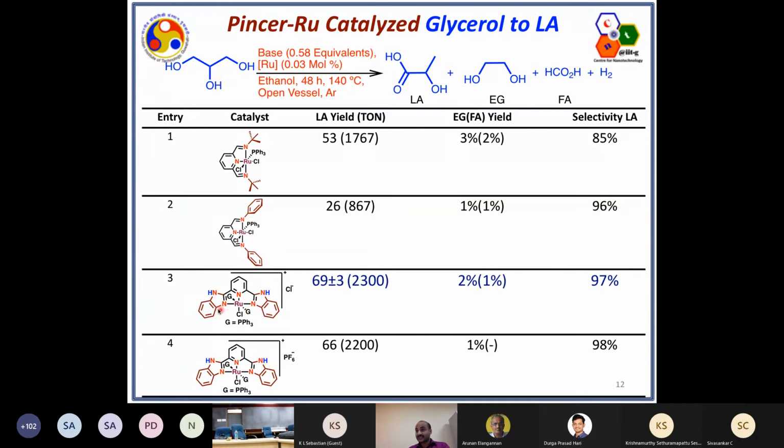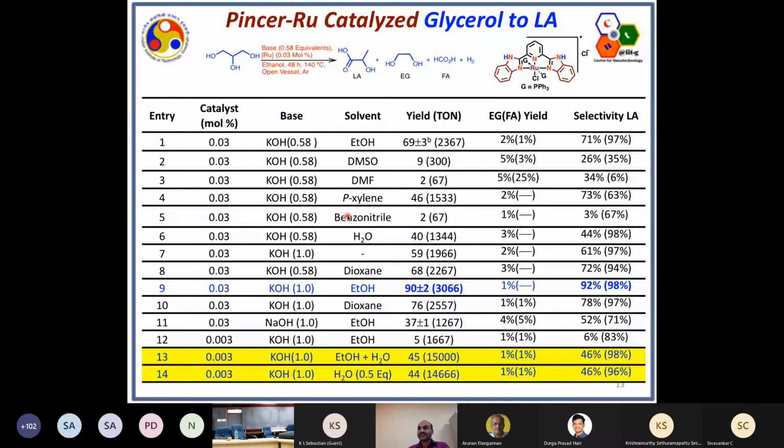On the other hand, with the sterically more open bisimidazole catalyst, either with the chloride anion or the PF6 anion, the yields are comparable but higher than tert-butyl. So there are three things to note here. The first thing to note is that these two catalysts are likely to generate the same active species, and the phenyl gives very poor activity. So before I go into the mechanism, I wanted to say that we have optimized this.